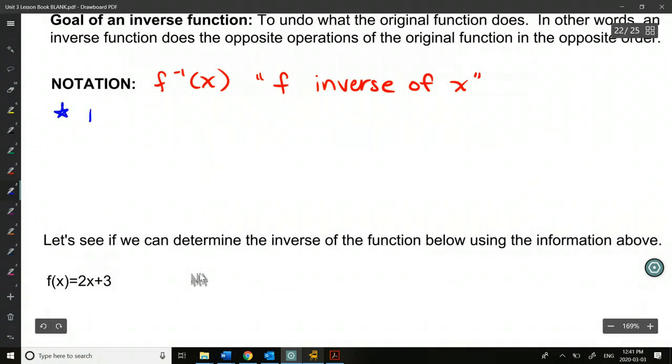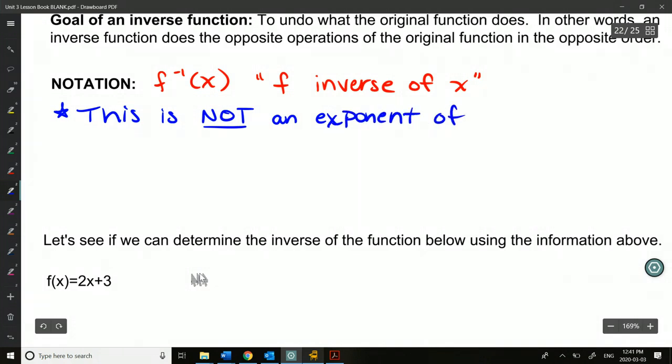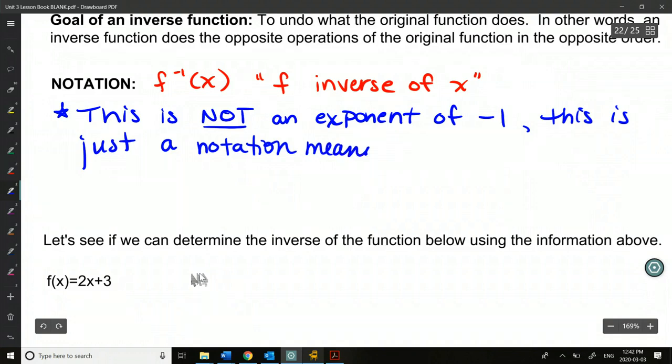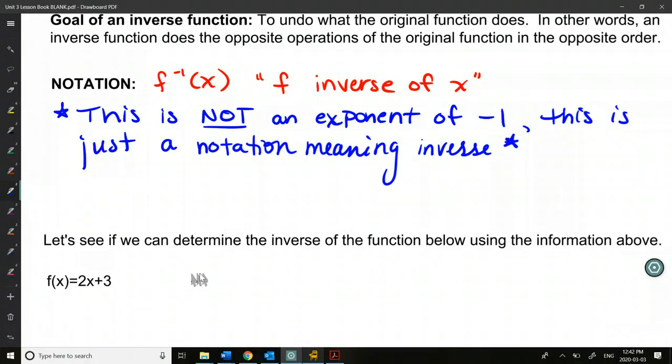Okay, this is not an exponent of -1. This is just a notation meaning inverse. So please do not treat this like an exponent of -1. It doesn't need to be isolated for. It's basically just indicating that it's the opposite function of f of x.